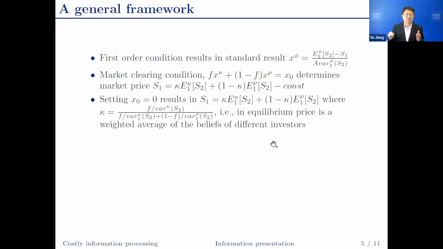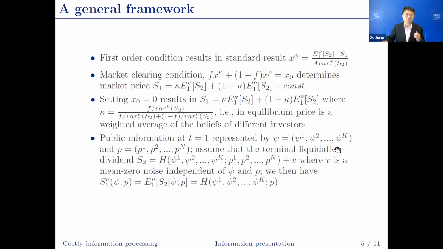If we further assume that the initial endowment is 0, then the market price would equal the weighted average of the 2 groups of investors' expectation of the terminal cash flow. This weight would depend on the proportion of attentive versus inattentive investors, as well as the conditional variance of the terminal cash flow of attentive versus inattentive investors.